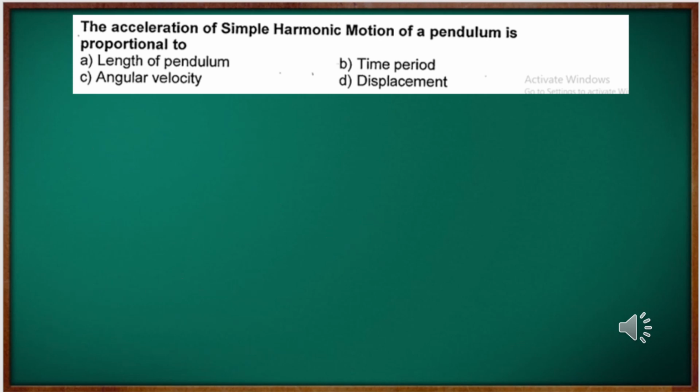Let's check whether the same holds true for a pendulum or not. Let's consider a bob of mass m attached to a massless string of length L. Displace the mass by an angle of theta about its mean position. It starts oscillating across the arc about its mean position.